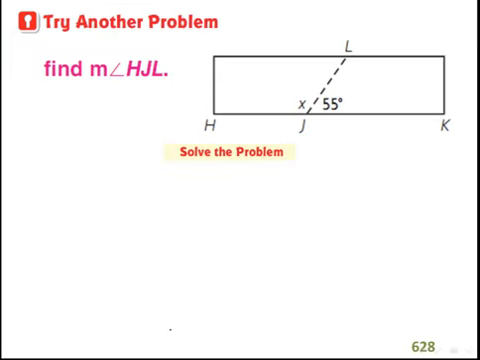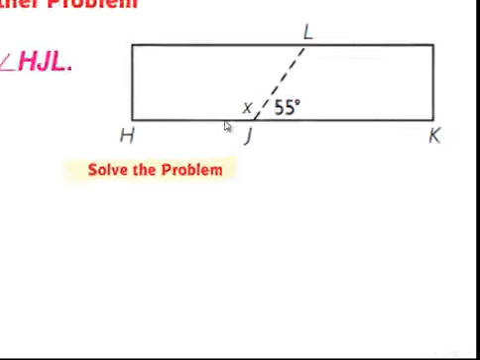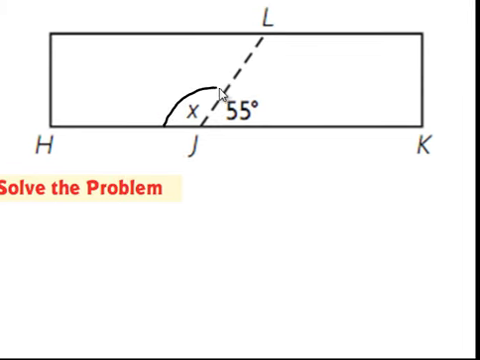I have a new idea. Try another problem. Find the measure of angle HJL. The question says find the measure of angle HJL. Can you see HJL? This angle HJL measures x, because it's an unknown measure. I don't know what its measure is.